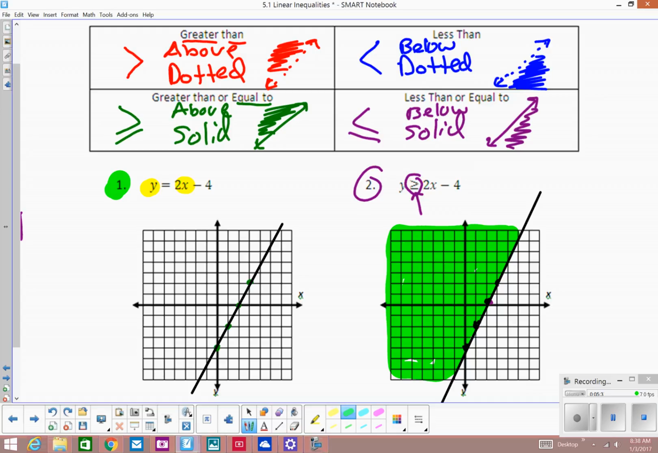It's going to look something like that. Now, this graph represents every solution that will make my statement true. So any point in this shaded region will be part of my solution set. So that's why I shade everything. That means that anything in this highlighted area will make y is greater than or equal to 2x minus 4 true.